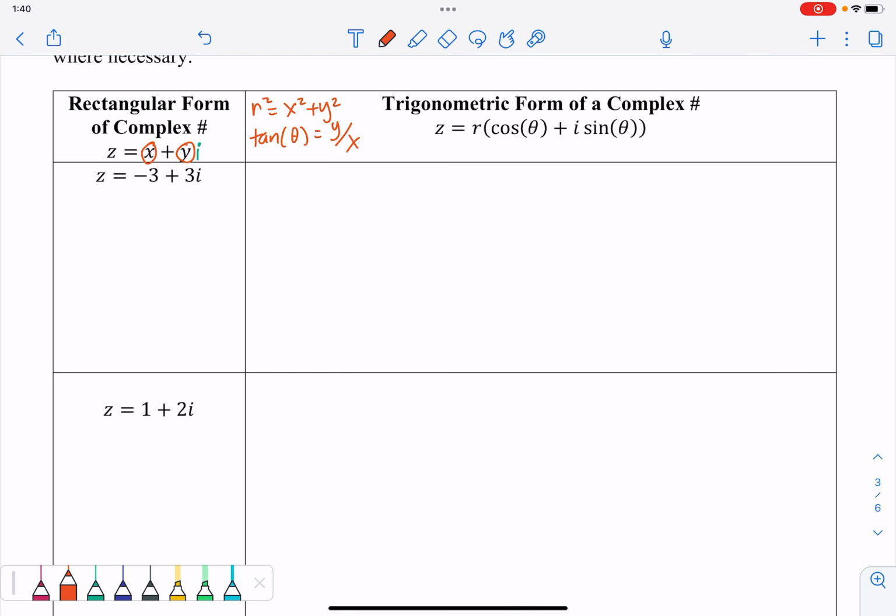In order to understand how to apply those, I want to draw a little picture here. I'm going to start with negative 3 plus 3i. So negative 3 for the real, up 3 for the imaginary axis. That is going to be the point right there.